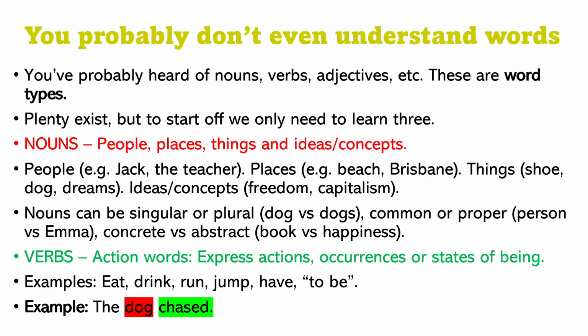Verbs are action words, words that express actions, occurrences, or states of being. You've got words like eat, drink, run, jump. They're not things per se, not something you could pick up, but they're things you can do. You can say, I eat, you eat, we jump. There are a few weird verbs, but you will get the hang of it. An example sentence is: the dog chased. Red is for nouns and green is for verbs. In that sentence, dog is the noun and chased is the verb, because chasing is an action word, something you do, and the thing is the dog.